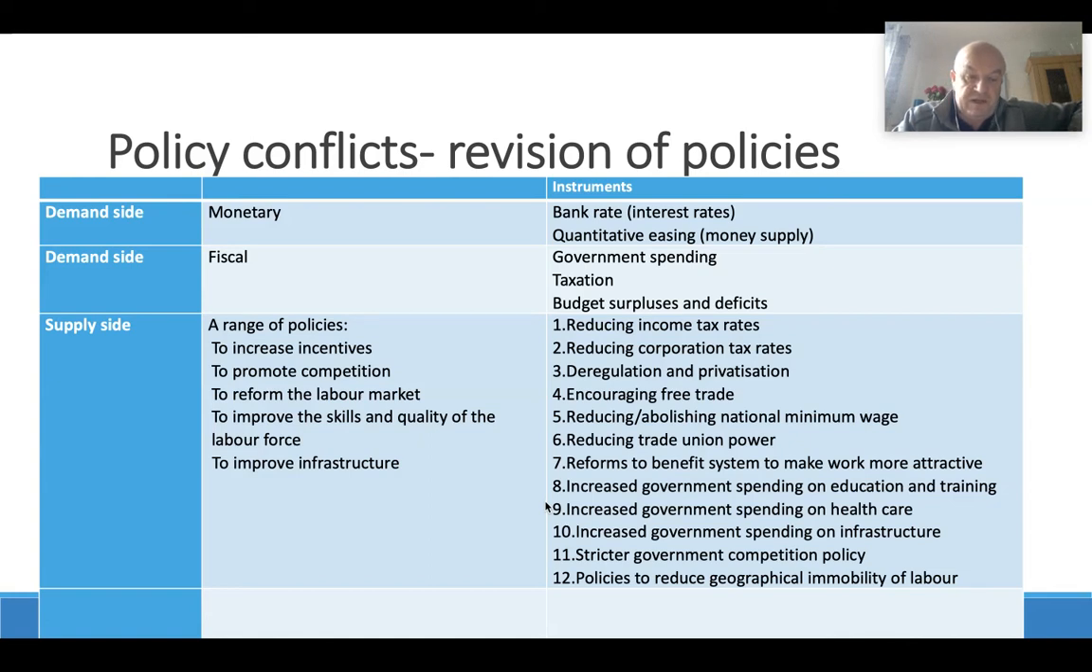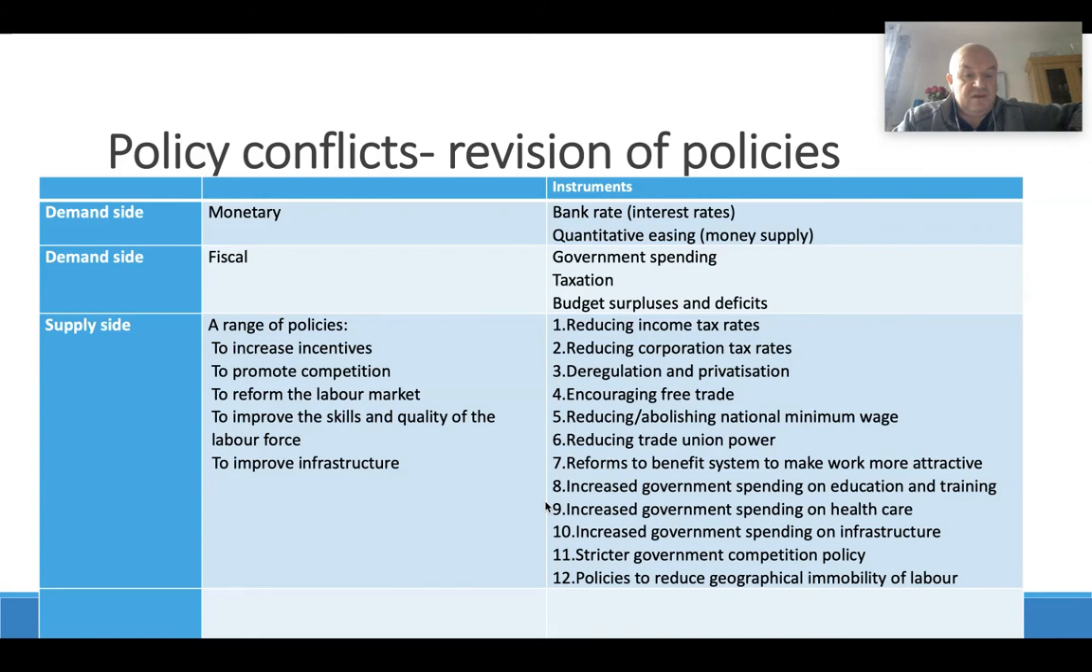And basically I've broken that down into, as you can see there, demand side, monetary and fiscal. So we looked at the instruments of monetary policy, so the bank rate, changing interest rates, and also quantitative easing affecting the money supply. And then we've also looked at fiscal policy, which again are all about trying to influence the demand side of the economy. So government spending, how the government chooses to spend its tax revenues, how it raises its tax revenues and the different forms of taxation that it might take, and also managing this principle of budget surpluses or budget deficits, depending on what it's trying to achieve.